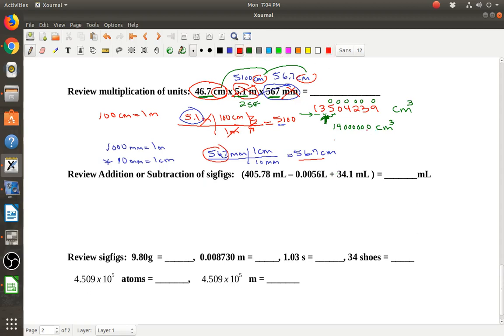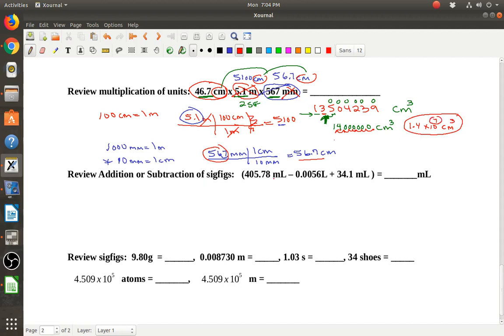So I'm going to do that. The decimal would be way down here. Now notice again, this is 14 million. This is 13,504,239. 13 million. The 4 needs to be in the millions place because that's where the 3 was. You can't just drop numbers. Now let's put it in scientific notation. The decimal's here. Move it 1, 2, 3, 4, 5, 6, 7 places. So this would be 1.4 times 10 to the 7 centimeters cubed. That would be the best answer. If the number you start with is bigger than 1, the exponent is going to be positive.